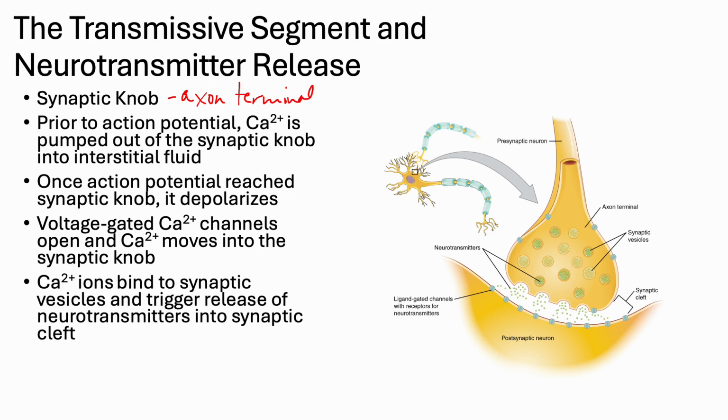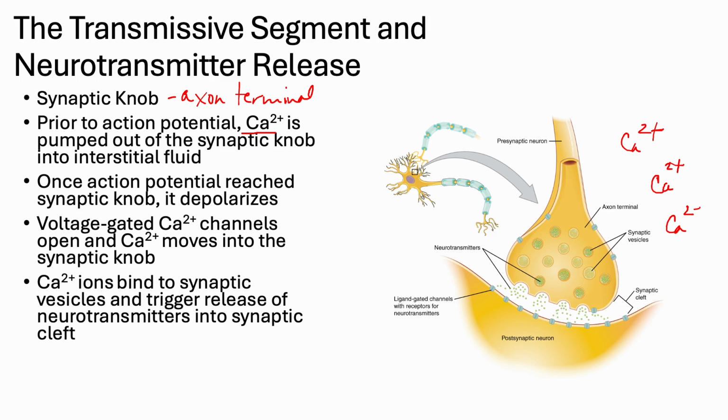And what we see here is we have vesicles that are present in these terminals, and the vesicles contain our neurotransmitters. Now, what's happening before the action potential reaches the axon terminal is that calcium ions are pumped out of the synaptic knob into the interstitial fluid. So in other words, we have more calcium ions in the interstitial fluid than inside the synaptic knob of the neurons.